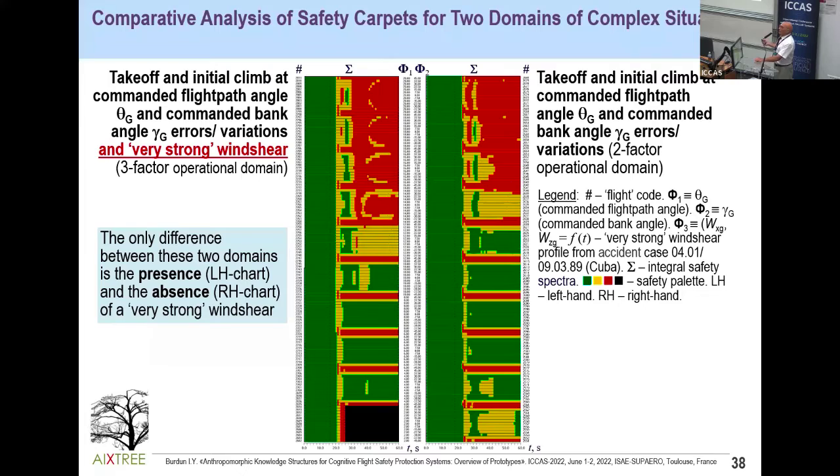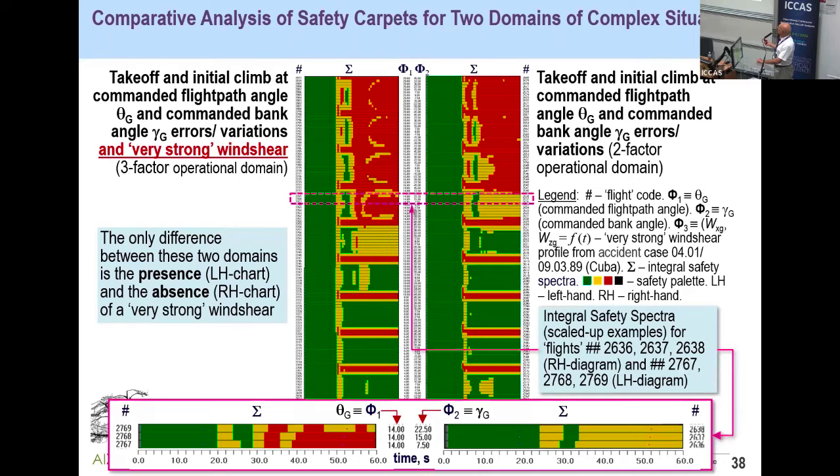It's a good way, for example, to compare two identical flights or situations, one of which has some distinctive risk factor. For example, the left-hand carpet is the same takeoff, but under very severe wind shear conditions. And you can identify which combination of risk factors is not tolerable with this specific level of risk of wind shear. The real wind shear here is from one of the accidents I took part in investigating.